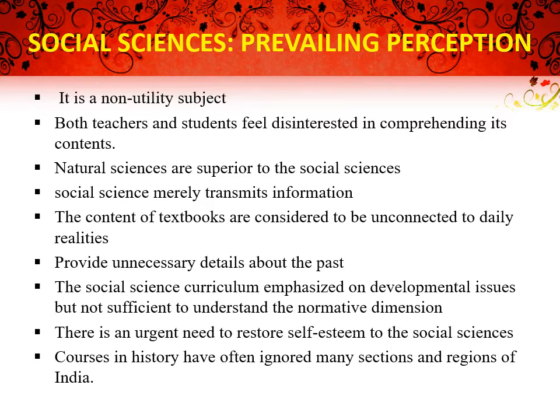So any effort to address the information overload in the social sciences will simultaneously have to review the current examination system. You see, the social science curriculum has hitherto emphasized developmental issues. So these are important but not sufficient to understand the normative dimension like issues of equality, justice, and dignity in society and polity.